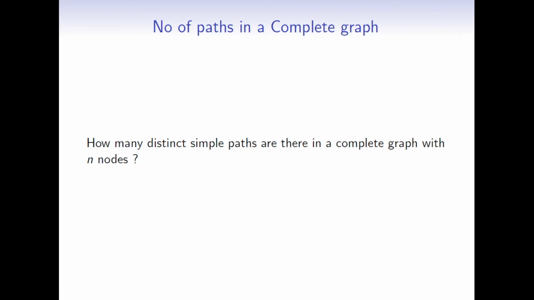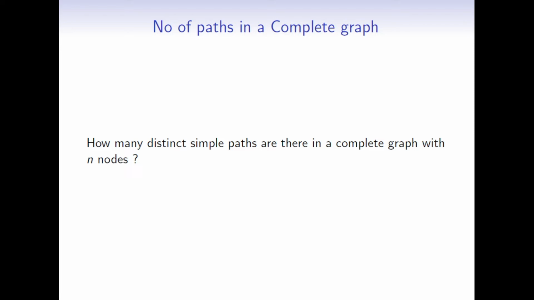So we are looking at simple paths and we want to see how many simple paths there are in a complete graph with n nodes. Recall, a complete graph is a graph in which every node is connected to every other node. Since I am talking about a directed graph, every node is connected to every other node in both directions. If you pick A and B, AB is an edge and BA is also an edge. This property is true for every pair of vertices in the graph.